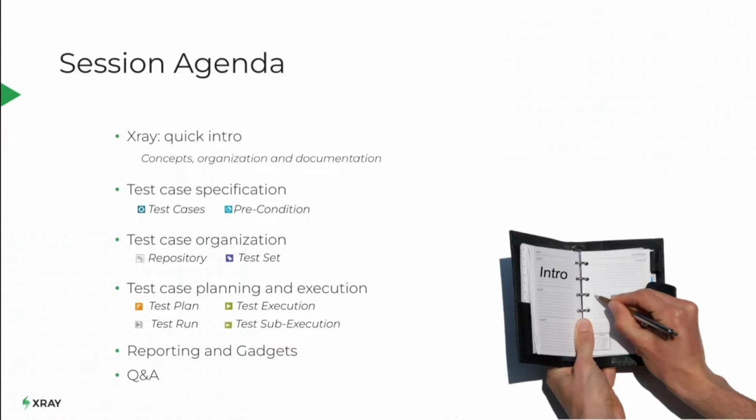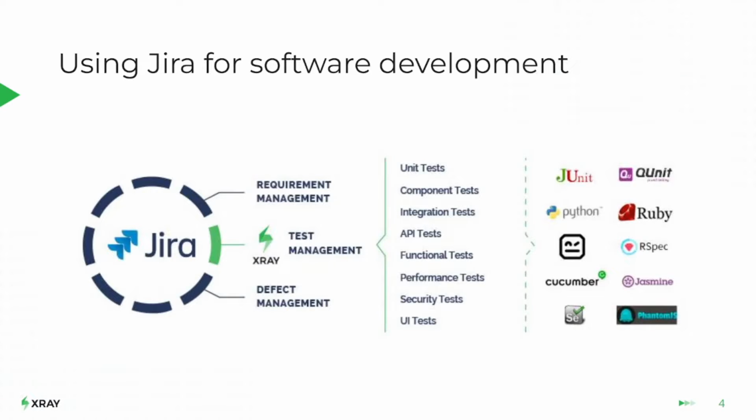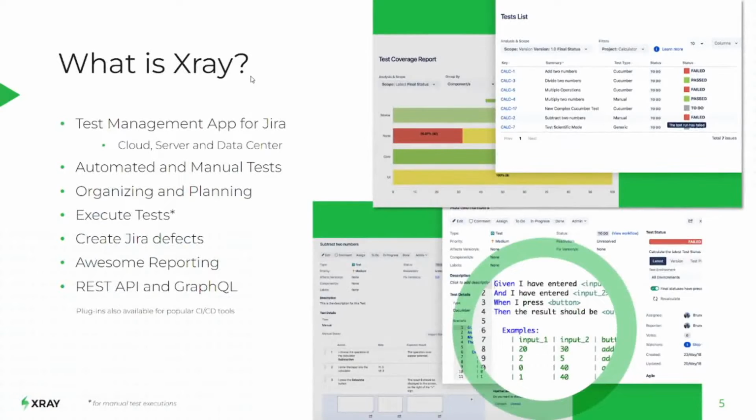dashboards and gadgets. In the context of the software development lifecycle, Jira is an awesome tool that provides you with requirement and defect management. However, it does lack effective test management capabilities, and that is precisely where Xray comes in. So, what is Xray? Well, basically, it is a test management application specifically designed for Jira that is available for data center, server, as well as cloud Jira instances. Today, we'll be looking at the cloud version, but basically they all have the same features and functionality.